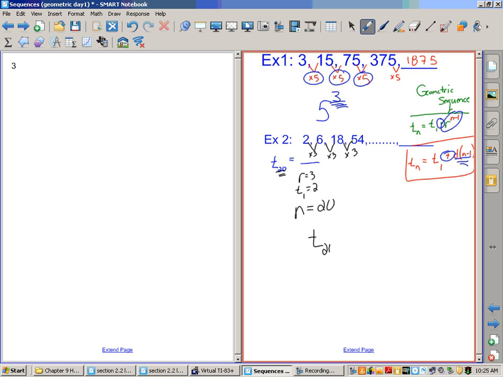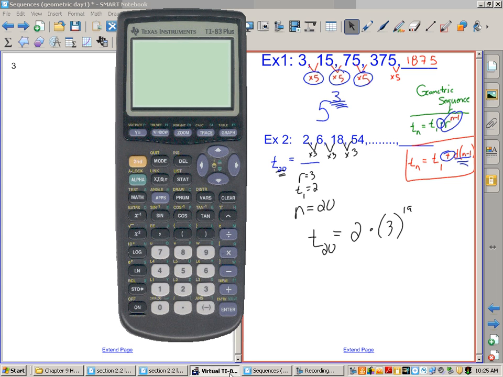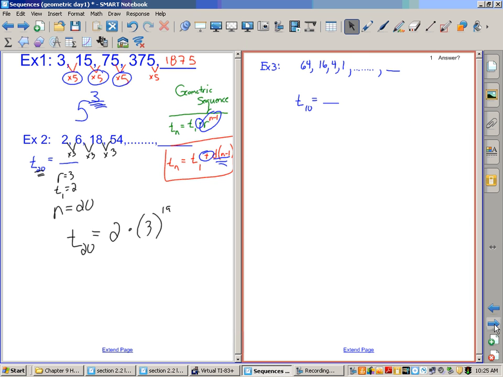So we are at t sub 20. That equals the first term of 2 times a rate of 3 to the 19th power. This is going to be a big number, I bet. So we are here taking 3 to the 19th power. Yeah, that's quite big. And then we're going to times that by 2. It looks like it is in the billions there, right? 2,324,522,934. Wonderful answer. All right, you guys send in your answer here for this one.